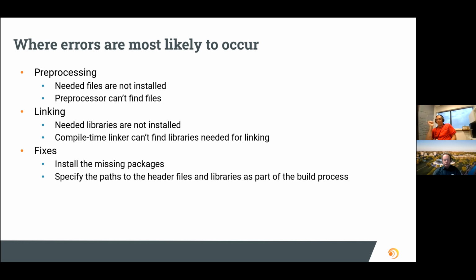And of course, the fixes for this are very easy. You either need to install the packages if they're missing, or if they're in a location where the build process isn't looking for them, you just need to tell it where to look to find them. I do want to point out that compile time linking and runtime linking problems are the same, but the compile time linker and the runtime linker are actually two separate things. I point that out because there are two separate environment variables that dictate where they look.